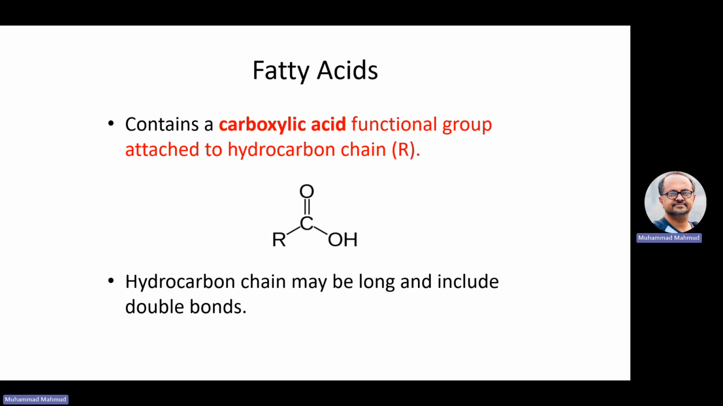And this is how it looks. You see carbon at the center, then the carboxylic acid functional group here, COOH. That is the carboxylic acid, COOH. And then the R group is here, the hydrocarbon group. This hydrocarbon group can be a chain, it may be long and include double bonds. So in all fatty acids, one thing for sure we are going to find is that COOH, the carboxylic acid group.